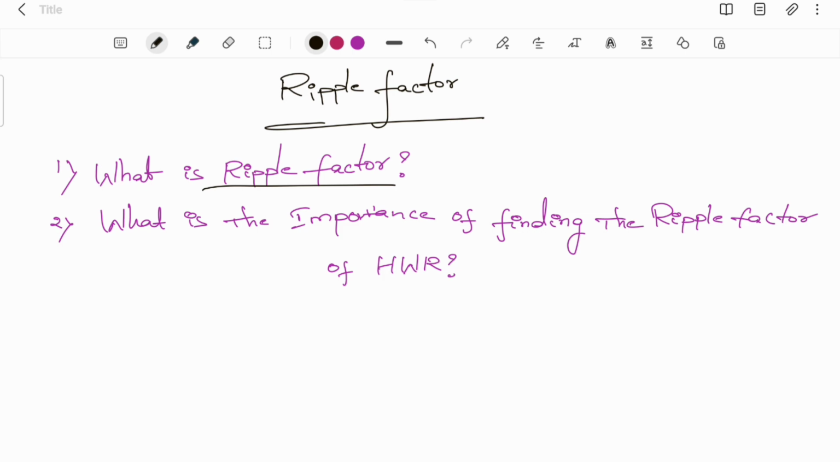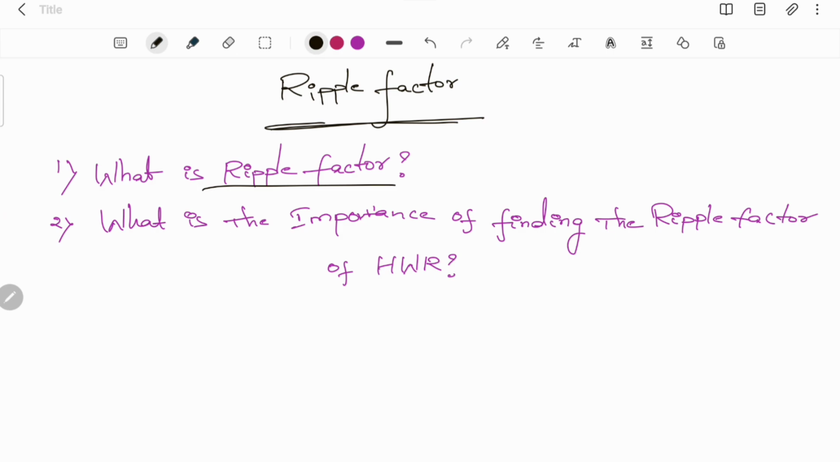So now, ripple factor is, when we are converting the AC to DC by using the rectifiers, these rectifiers cannot convert the AC to pure DC. Means it will convert only from the AC to pulsating DC. Pulsating DC means it has some AC components in that converted DC. So that AC component is called ripple content. To find out how much ripple content is present in that pulsating DC, we have to learn about the ripple factor.